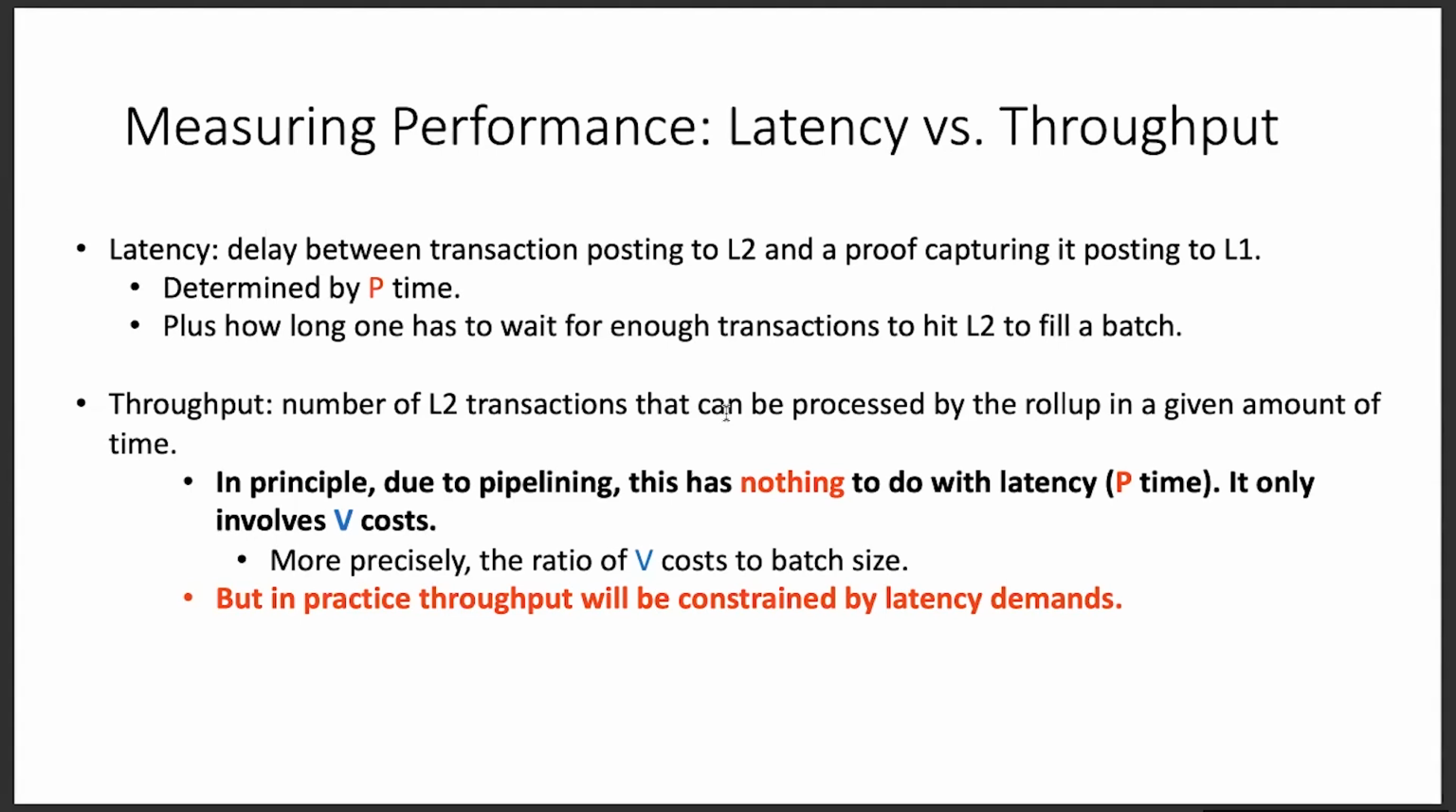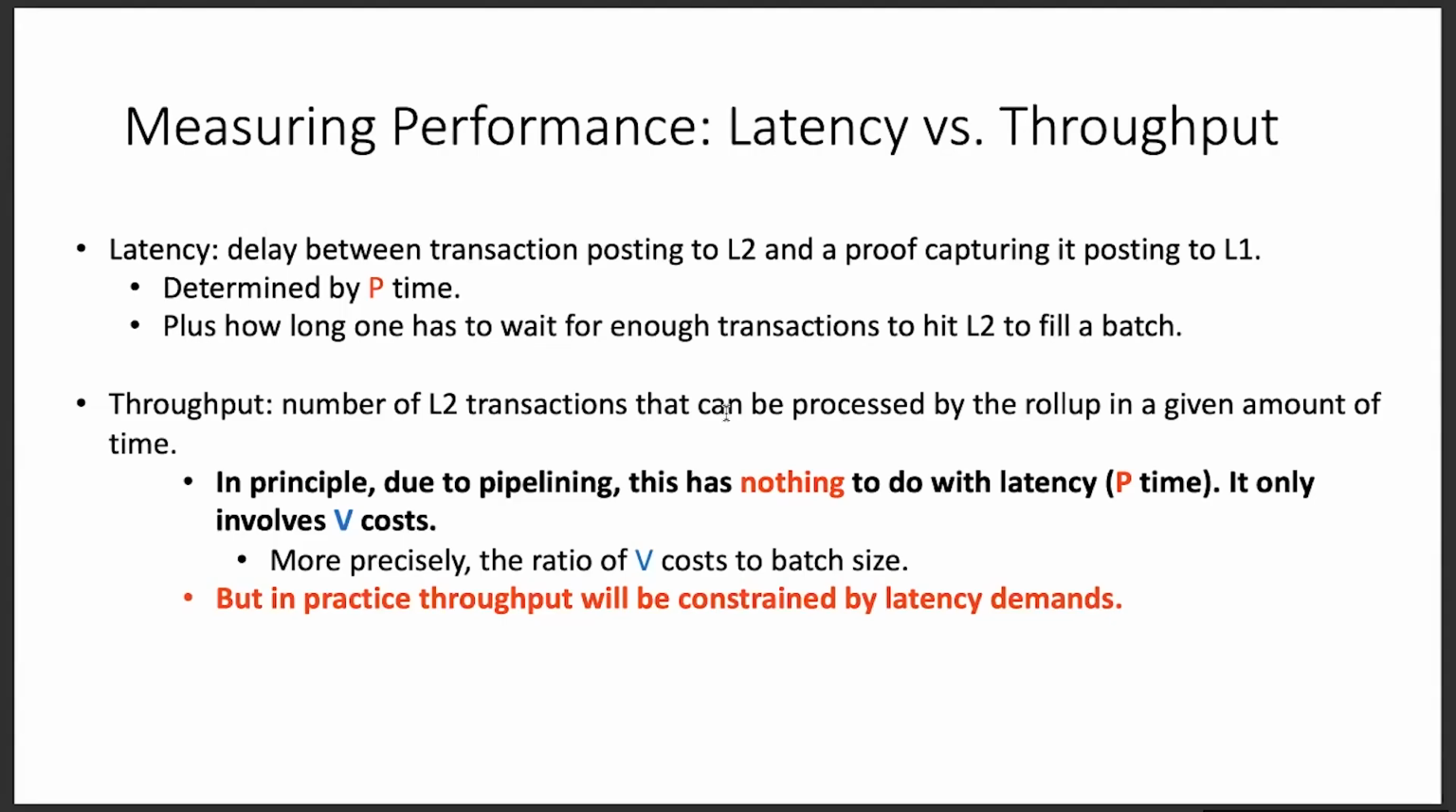So the two contributors to latency are the time to compute the proof, right? Because we have to wait around for that proof to be there before we can post it to L1, obviously. And also we have to wait around for enough transactions to hit the L2 that the rollup is ready to treat them as a batch and roll them all up by computing the relevant proof for them and the commitment that corresponds to the state following their processing and all of that.